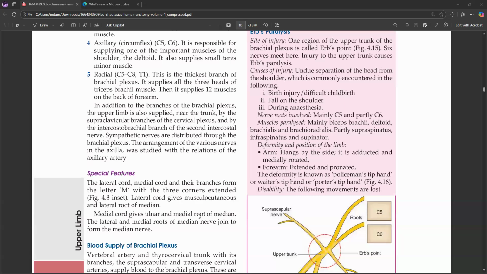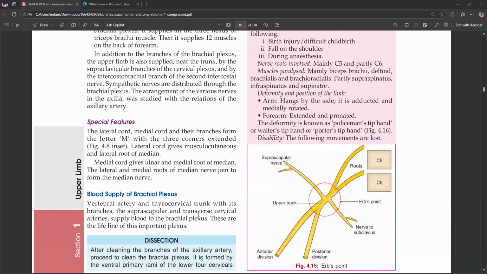In addition to the branches of the brachial plexus, the upper limb is also supplied near the trunk by the supraclavicular branches of the cervical plexus and by the intercostobrachial branch of the second intercostal nerve. Sympathetic nerves are distributed through the brachial plexus. The arrangement of the various nerves in the axilla was studied with the relations of the axillary artery.